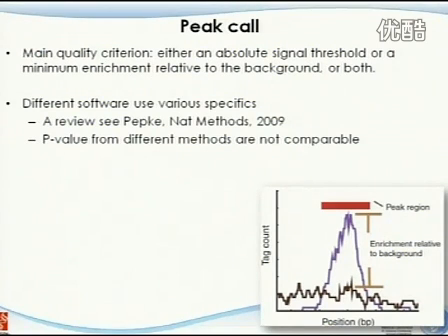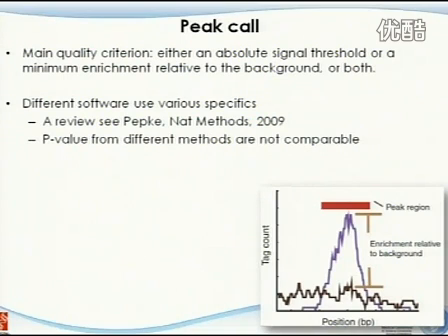So for the peak count, the main quality criterion is either an absolute signal threshold or a minimum enrichment relative to the background, or both. Which means that different algorithms call a peak using different criteria. Some want this part to have a lot of signal, which is an absolute signal threshold, or it has to have enrichment over a certain kind of background. Sometimes algorithms require both. So different software use different specifics.